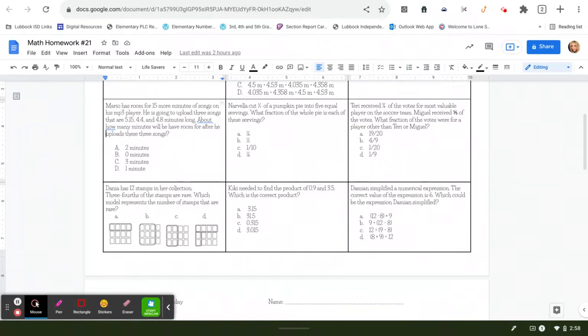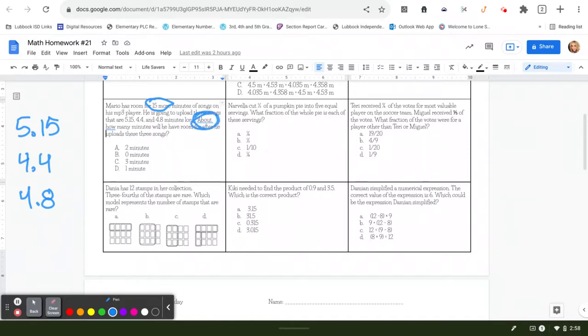I put this estimation problem on here because we really struggled with the estimation question on our CFA last week. Says Mario has room for 15 more minutes of songs on his MP3 player. He is going to upload 3 songs that are 5 and 15 hundredths, 4 and 4 tenths, and 4 and 8 tenths minutes long. About how many minutes will he have room for after he uploads those 3 songs?